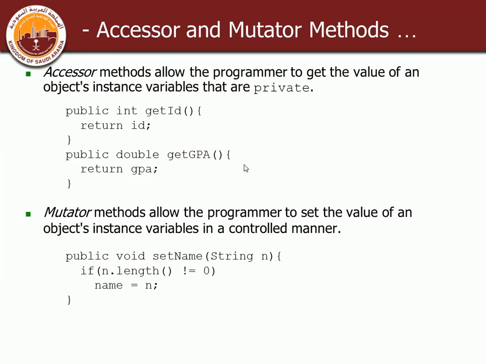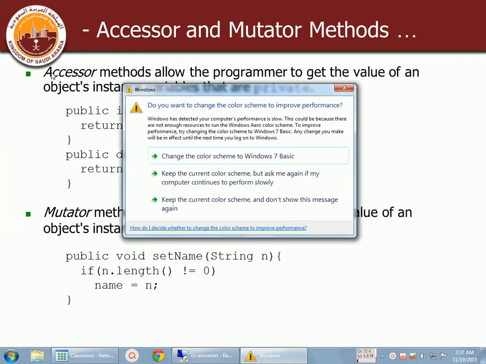Do I want to allow the programmer to change the variable? Then I'm going to use a mutator. If I'd like the developer who's going to be using my class to be able to see the value of the variable, I'll use an accessor. And in our case, for the GPA, what do we want to do? We'd like the GPA to be able to be seen but not changed. So what do we need? An accessor or a mutator?